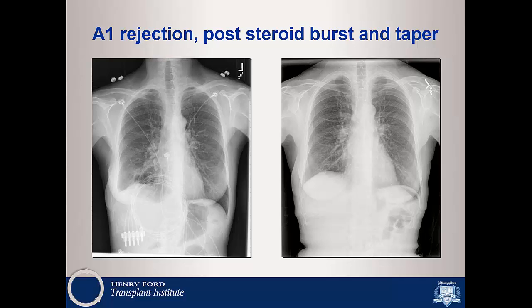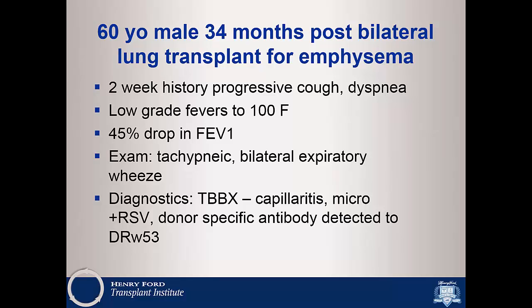So that was a T-cell mediated problem that we saw in the biopsy, and I'm going to tell you about another type of now recognized rejection. This was the case in a 60-year-old who was a year and a half after his bilateral transplant for emphysema. He came in with a 2-week history of cough and shortness of breath and a low-grade fever and a marked decline in his FEV1. He was short of breath and acutely ill.